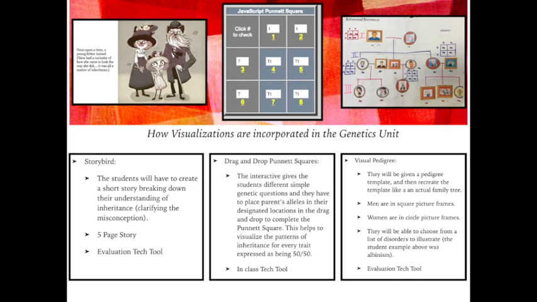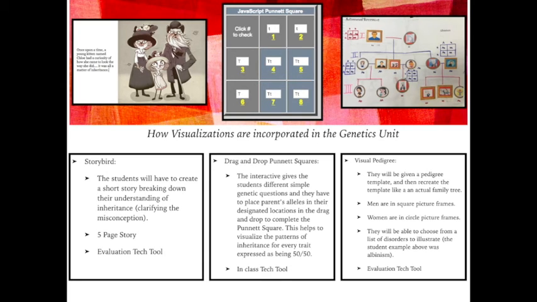The tech tool utilized during the actual lesson is the drag and drop Punnett square. With this, they actually have to place both parents' genotypes in their designated locations in the software to determine the offspring probabilities. The other two tech tools that I think will be great evaluation measures for seeing if the misconception has been clarified are the Storybird and the digital pedigree. So in the Storybird platform, they're going to be creating a 5-page short story where they will have to clarify how inheritance works, therefore also clarifying the misconception.